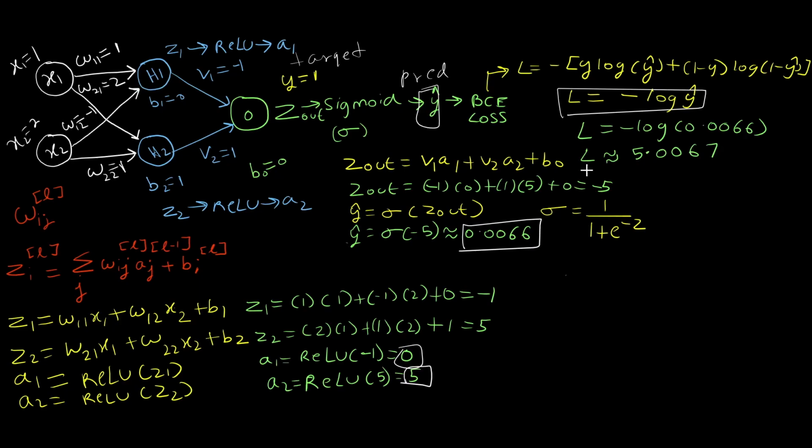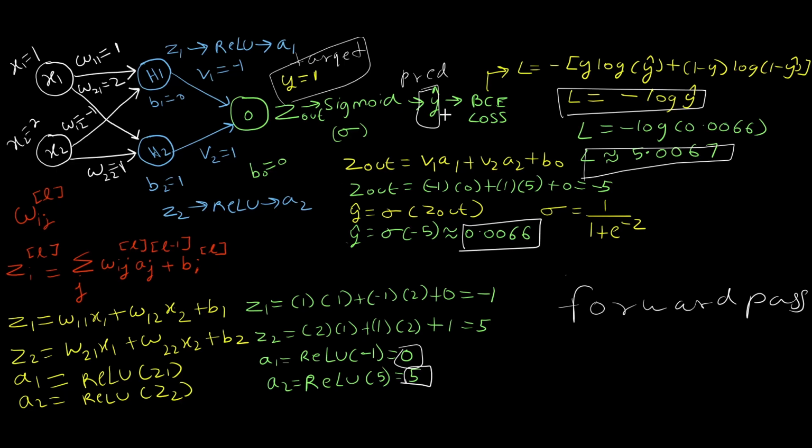If we take the log value, this is what we get: the value of the loss finally. So now that we completed our forward pass, we just took the input and processed it by calculating the weighted sum and the activations, and finally we got the output and compared it with the target with the loss function BCE to get the loss.